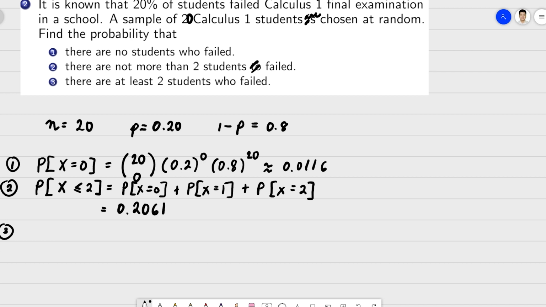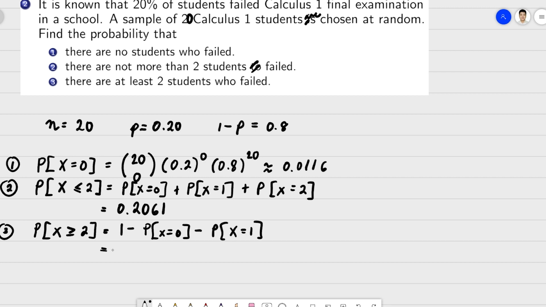Let's have number 3. There are at least 2 students who failed. At least 2. So, the probability that x is greater than or equal to 2. So, in short, i-subtract na lang natin yung mga 1 at 0. So, this is equivalent to 1 minus the probability of x equals 0, minus the probability of x equals 1.